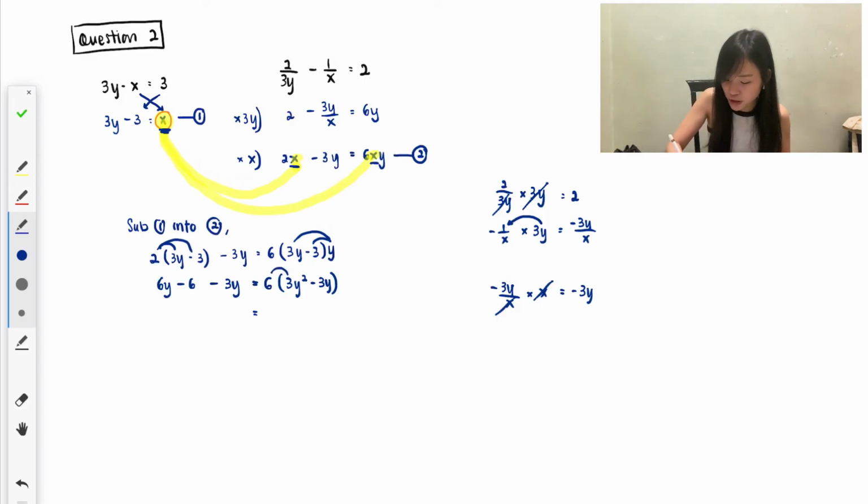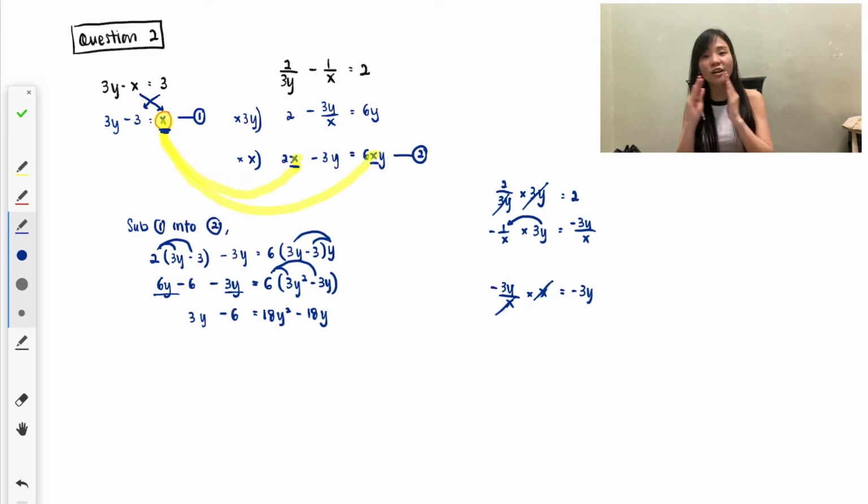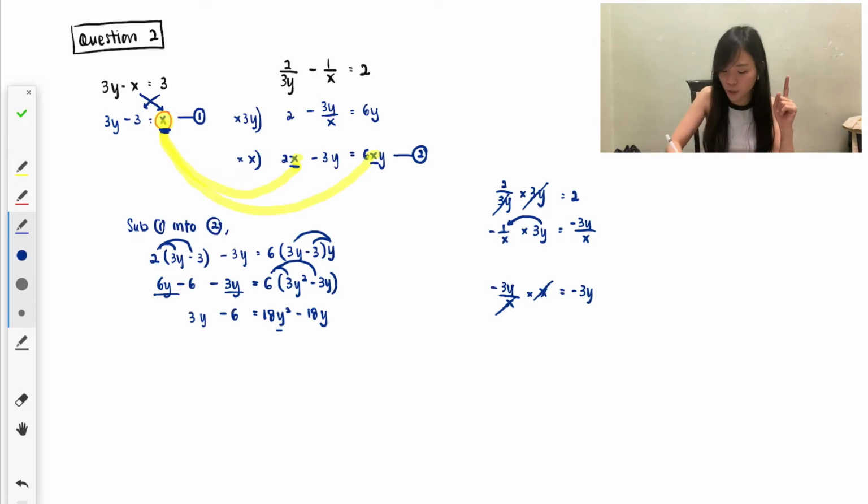So 6 times 3, do you guys get 18y squared? 6 times negative 3 is only negative 18y. So on the left side, those I can simplify, I simplify also. 6y minus 3y, I left 3y minus 6. Again, on this particular moment, I see y squared, y, and non-y, isn't it general form?